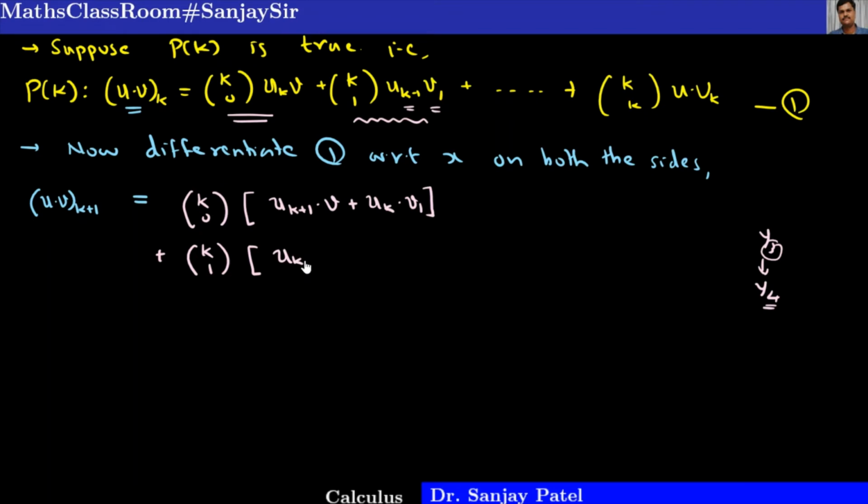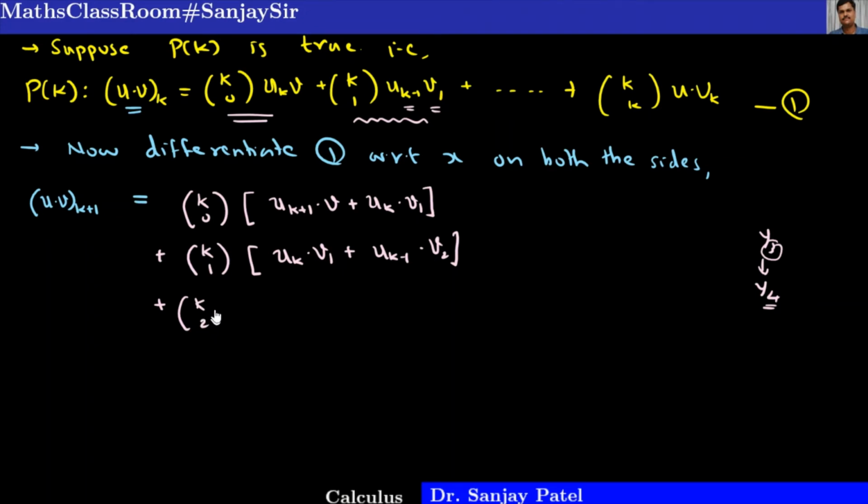So it is uk, and v1 function is as it is. So we are keeping v1 as it is and differentiating uk minus 1. So we'll get uk plus, now keeping uk minus 1 as it is and differentiating v1, what we get is v2. Let us write one more step.